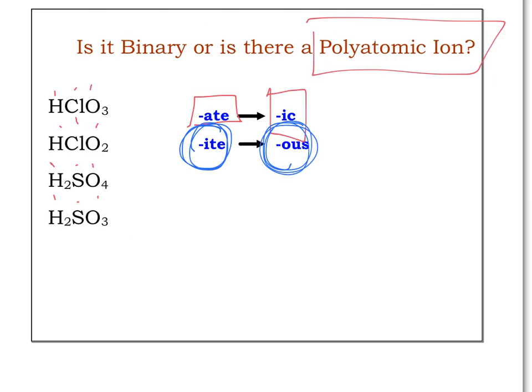And there's really a cheesy way of remembering that. My kids a few years ago made me come up with a way to remember this. And don't laugh, but basically I said, ite, come with us. I know, it's really bad. But hopefully it'll help you remember that ate to ic and ite to ous. Now, there's not going to be any hydro, so we do not have any hydro involved here at all. It's only going to be the polyatomic ion changing to either ic or ous, and then we're going to have acid afterwards.